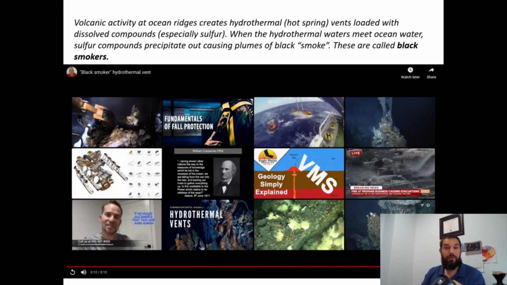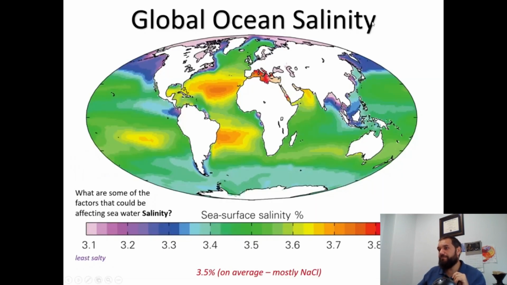It's not really smoke, it's all the dissolved material, dissolved ions and precipitating ions that are coming out of these vents. So anyway, that is the source of the salt in the ocean.